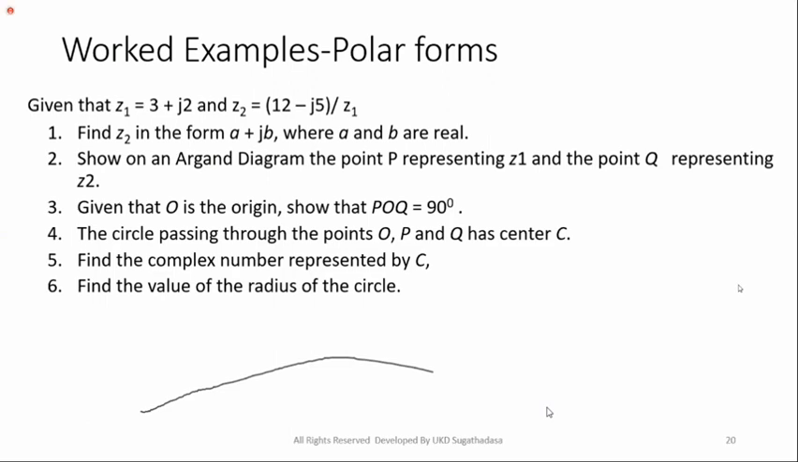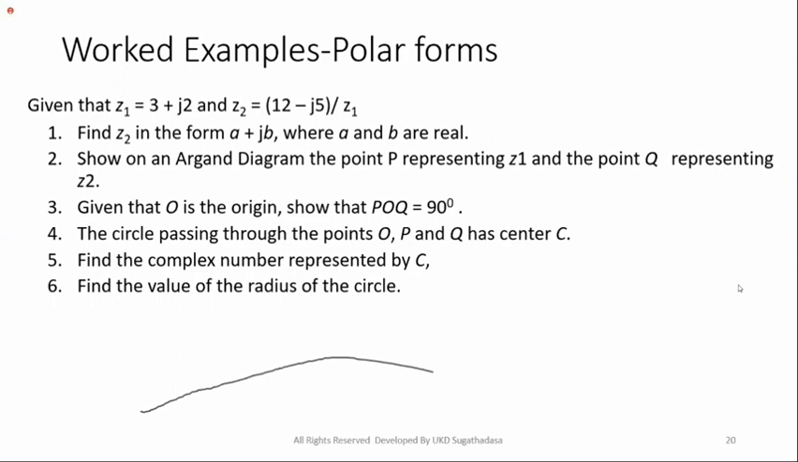Now see the example. You can start, of course, with the first part. Actually, this question has been taken from past papers, not from the ICT, maybe other courses. The initial part looks difficult, but as you practice, it's not difficult. See the question: complex numbers given in the Cartesian form. Z1 is 3 plus j2. Z2 is given as 12 minus j5 divided by Z1. You need not worry because Z1 is given, so you can easily calculate Z2.